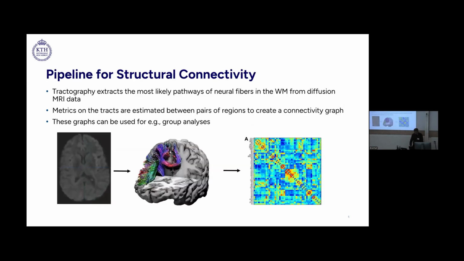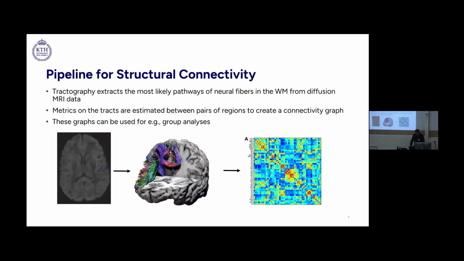So let's see how the pipeline for structural connectivity works. First, you need to acquire your diffusion data, and then the next step is to compute tractography. And then once you have the tractography, you have a parcellation, and then you create this connectivity map. And after that, you can do different analysis using graph theory or whatever you like.